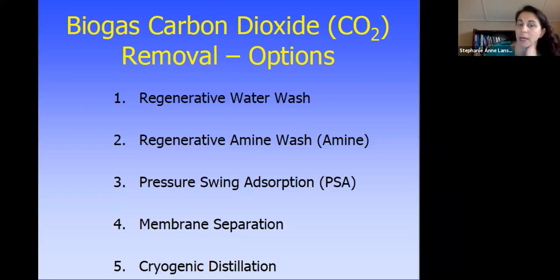To remove CO2 from the biogas, we can do various steps: regenerative water wash, regenerative amine wash. Pressure swing adsorption is probably the most common. Again, we're trying to remove that CO2, so it's now 100% methane, which is natural gas. We can also do membrane separation or cryogenic distillation. All right, thank you very much.